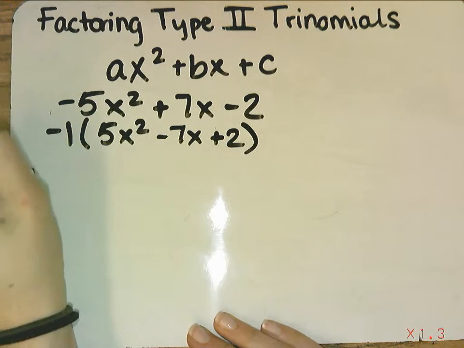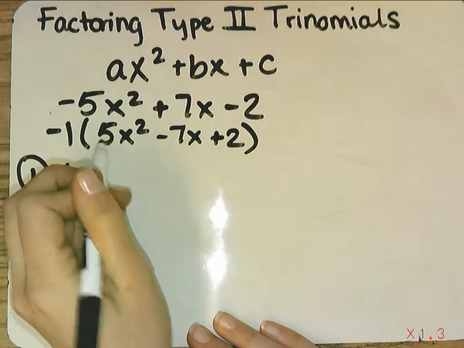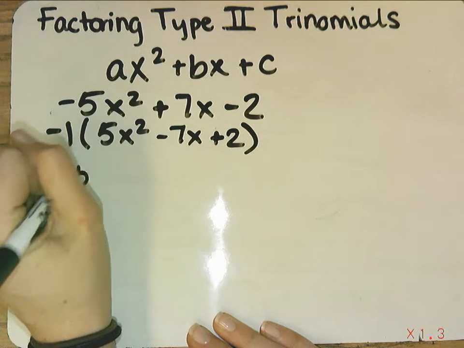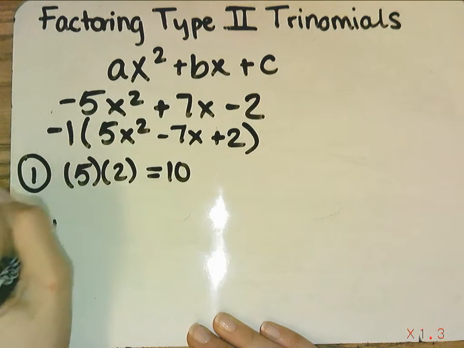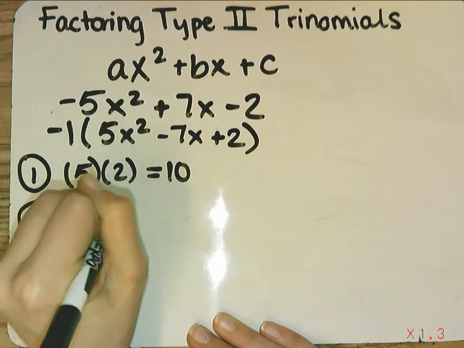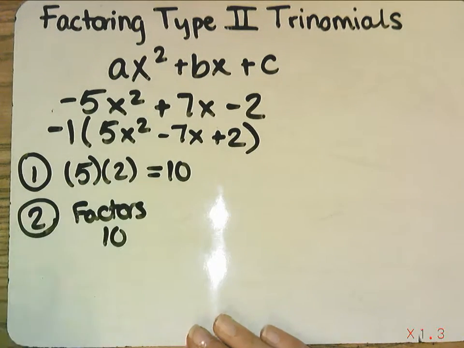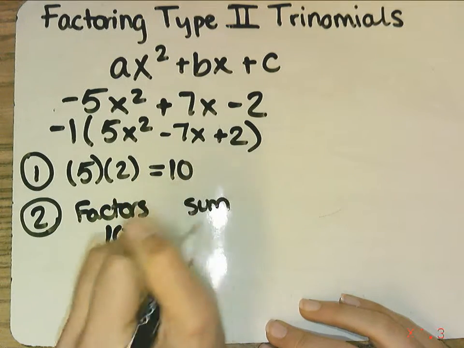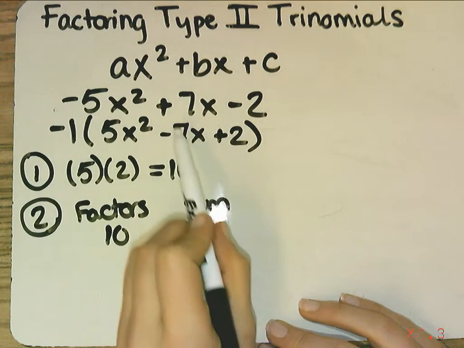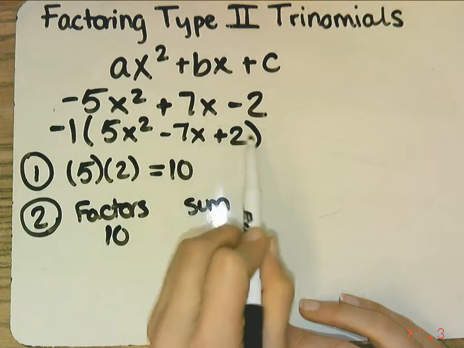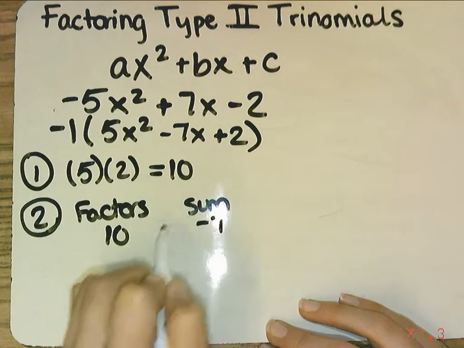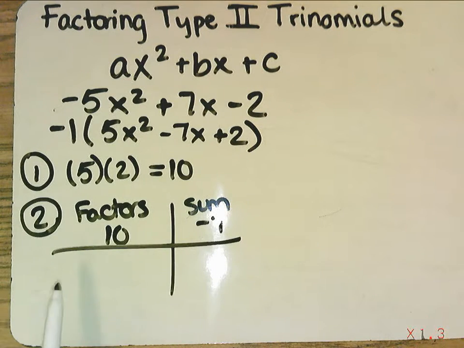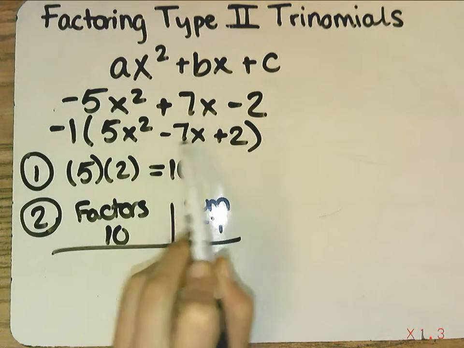So my first step to doing so is multiplying a and c. So I have 5 times 2. That gives me 10. So now I'm looking at factors of that product. So factors of 10 that have a sum of b. So my b was originally positive 7, but now that I've factored out my negative 1, I'm looking at negative 7. So remember, always factors of this product that have a sum of b.